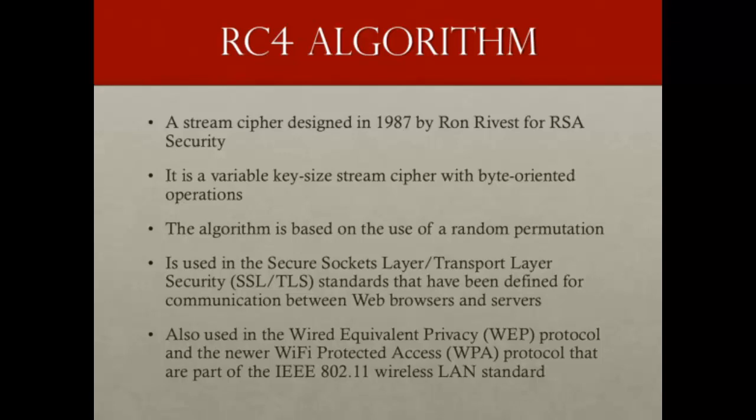RC4 algorithm. RC4 is a stream cipher designed in 1987 by Ron Rivest for RSA Security. It is a variable key size stream cipher with byte-oriented operations. The algorithm is based on the use of a random permutation. Analysis shows that the period of the cipher is overwhelmingly likely to be greater than 10^100. 8 to 16 machine operations are required per output byte, and the cipher can be expected to run very quickly in software.